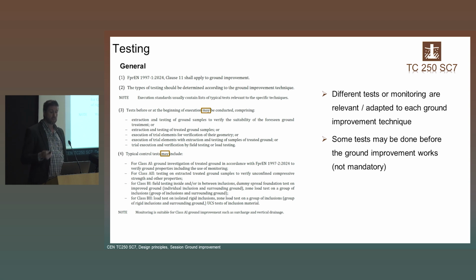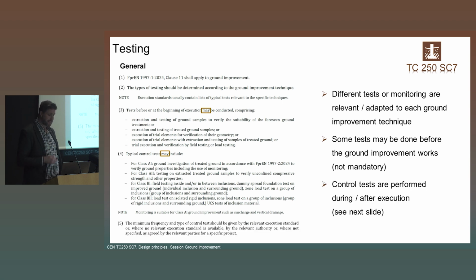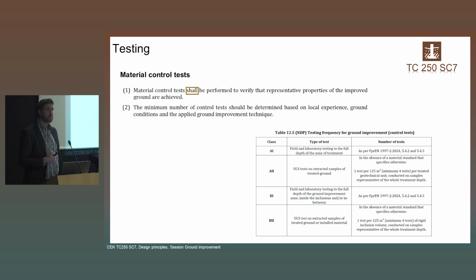Some tests may be done before the execution, but this is not mandatory. What is mandatory is the verification of the resistance of the ground improvement material, because you have to verify that the strength that you use in the design is really encountered in practice. And you do that with a minimum number of control tests, which should be determined based on local practice. Because not everywhere in Europe are we using deep mixing or jet grouting for similar kinds of structures.